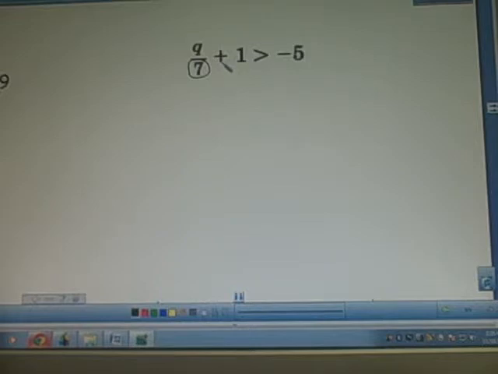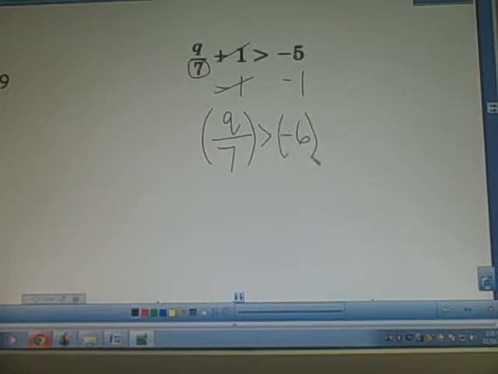The opposite of adding 1 is subtracting 1. That leaves me with q over 7. Remember, my 1s cancel. Sorry, I skipped that step. Is greater than negative 5 minus 1, which is negative 6. And as we learned yesterday, the inverse of division is multiplication. So I will multiply both sides of the inequality by 7.